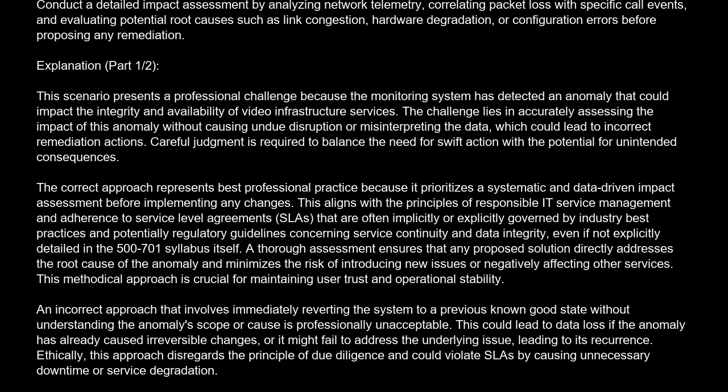An incorrect approach that involves immediately reverting the system to a previous known good state without understanding the anomaly's scope or cause is professionally unacceptable. This could lead to data loss if the anomaly has already caused irreversible changes, or it might fail to address the underlying issue, leading to its recurrence. Ethically, this approach disregards the principle of due diligence and could violate SLAs by causing unnecessary downtime or service degradation. Another incorrect approach, such as disabling the affected feature entirely without a proper impact analysis, is also professionally unsound.